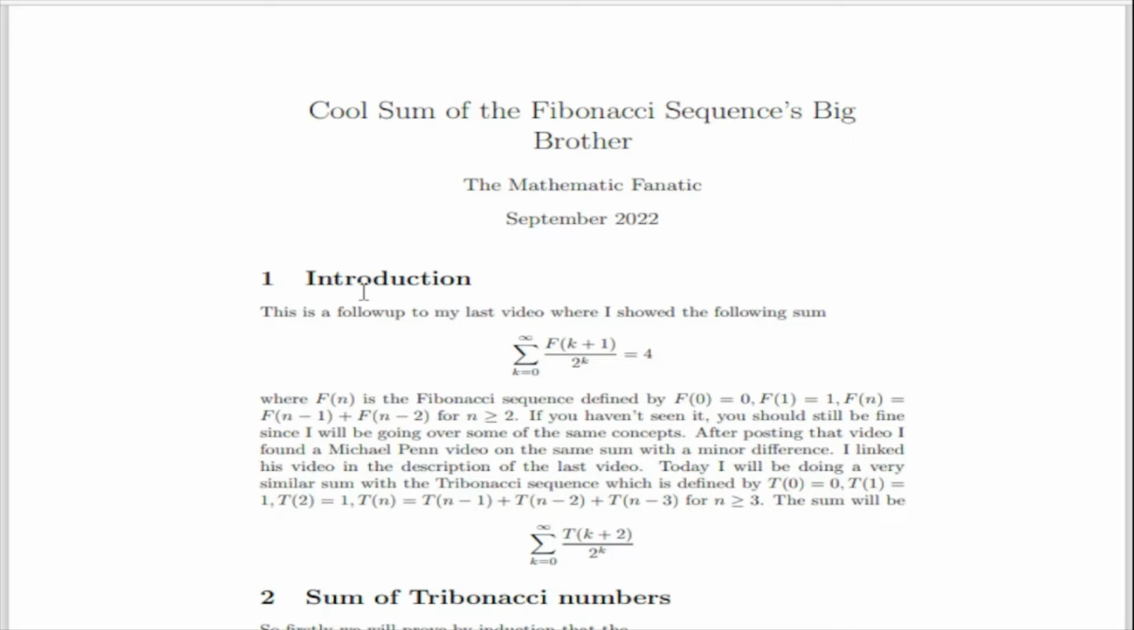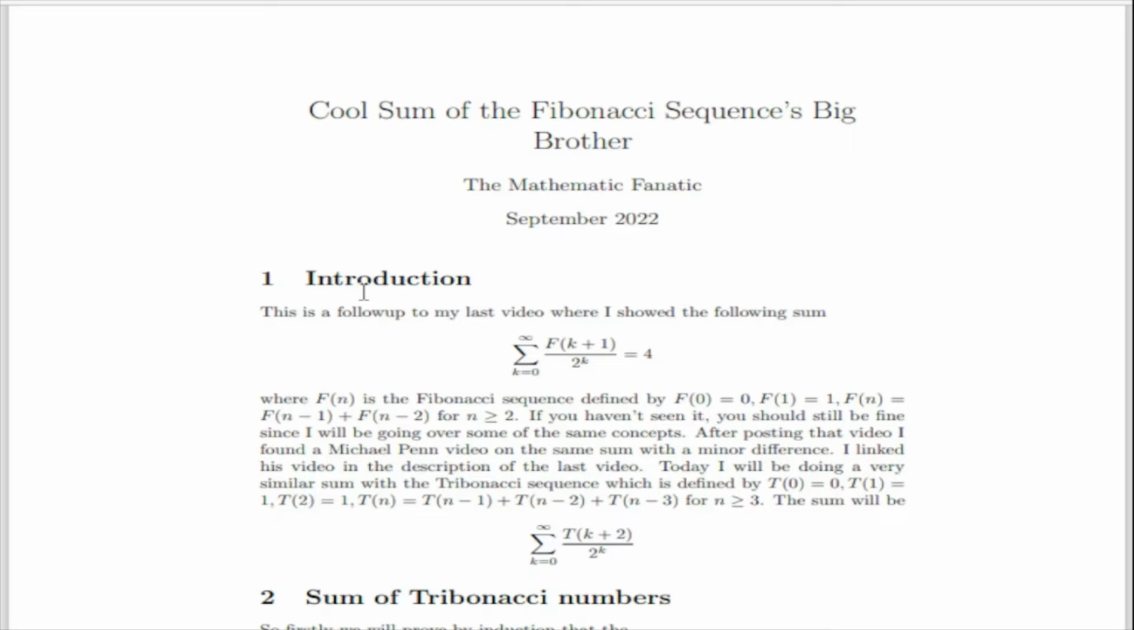After posting that video, I found a Michael Penn video on the same sum with a minor difference. I linked his video in the description of the last video. Today I will be doing a very similar sum with the sum of the Tribonacci sequence, which is defined by t of 0 equals 0, t of 1 equals 1, t of 2 equals 1, and t of n equals t of n minus 1 plus t of n minus 2 plus t of n minus 3 for all n greater than or equal to 3.